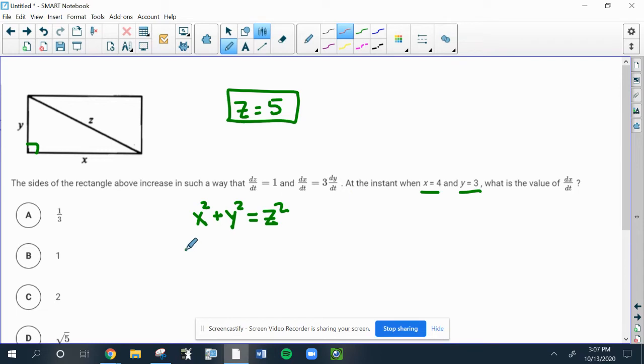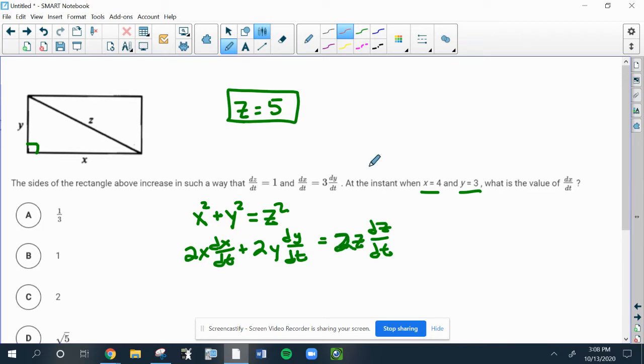So take the derivative, 2x with respect to t. So 2x to the first times dx/dt plus 2y to the first times dy/dt. So they all differentiate very similarly. 2z dz/dt. That 2 looks like a z. That's unfortunate.